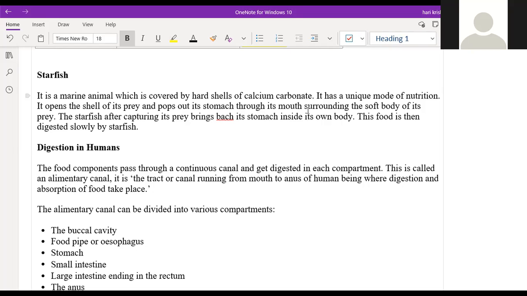We have already seen the video on this starfish. Do you remember that one? How did the feeding of the starfish happen?